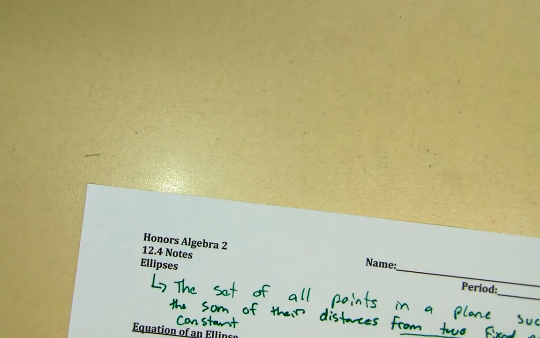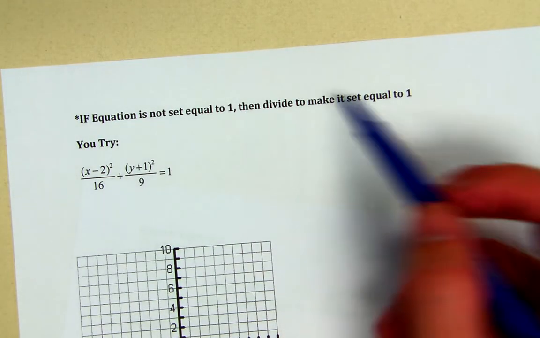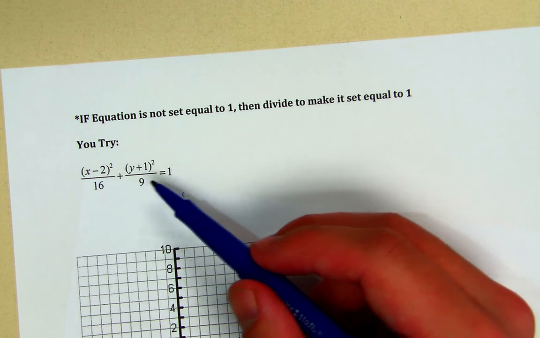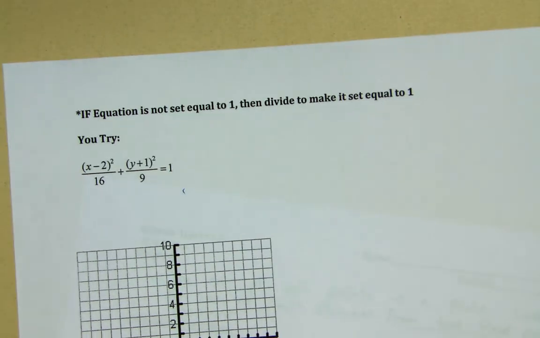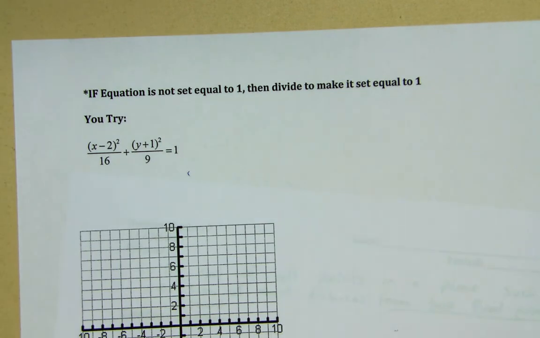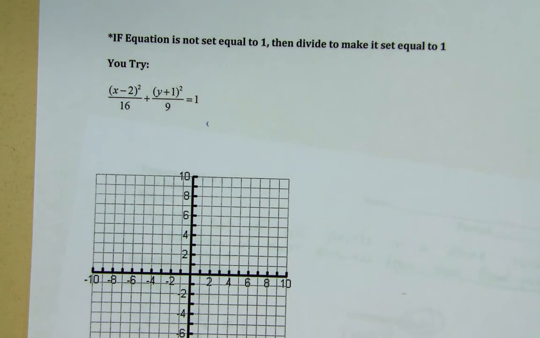Alright, and then of course we had just a little reminder here. If the equation's not set equal to 1, you would divide everything. So if this was 4, I would divide both sides by 4, which means I'd multiply by 4 in the denominators. Easy enough. Go ahead, you try this one, bring it to class, we'll talk about it, and start the homework then.